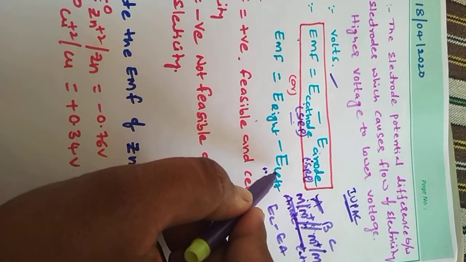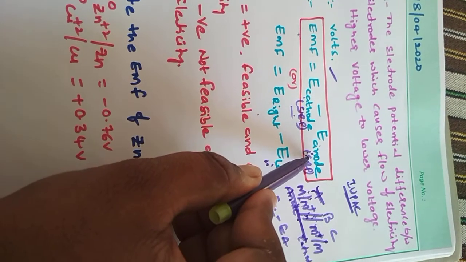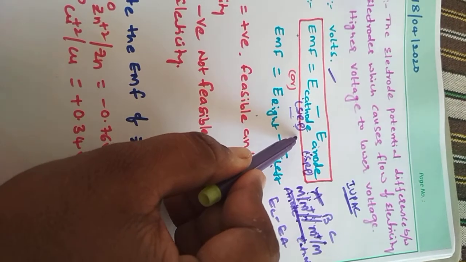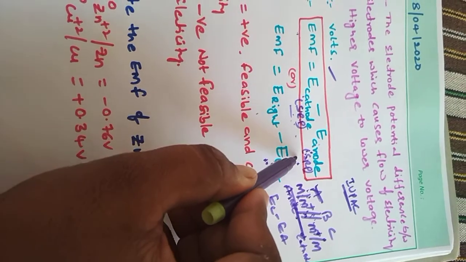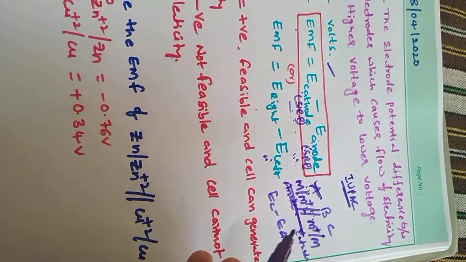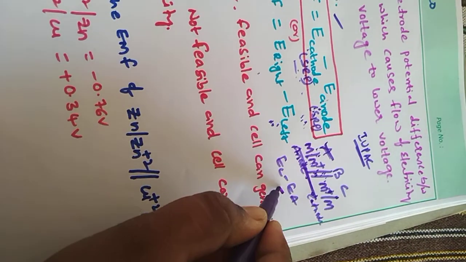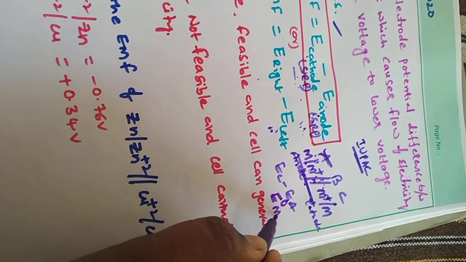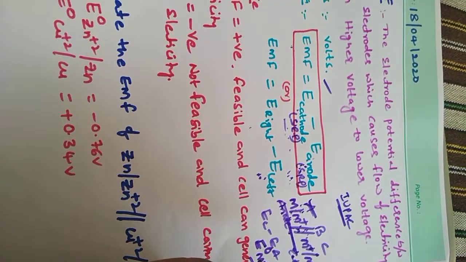Before calculating the EMF, the E cathode and E anode values should be in standard reduction potential. How can we know whether the values are standard reduction potentials or standard oxidation potentials? The values should always be in the form E naught M plus by M. Only in this form should we substitute the values.